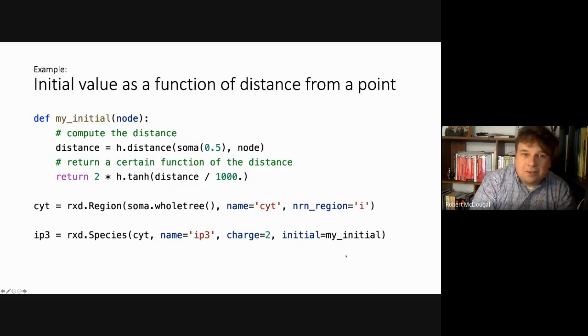And then there's an initial concentration. My initial concentration is not going to be uniform, but I want it to be a function. So I just define my function in advance, and then I say initial is equal to my function. And how did I do this function? I defined my initial of node. Node, you can think of, remember yesterday I used node and segment interchangeably, and we've sort of talked about that.